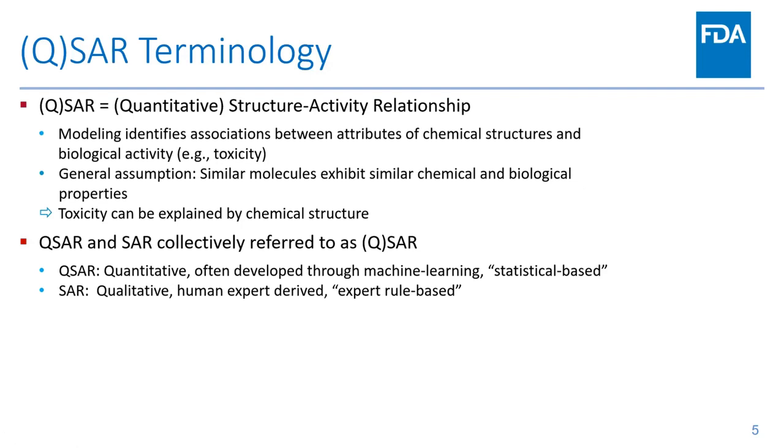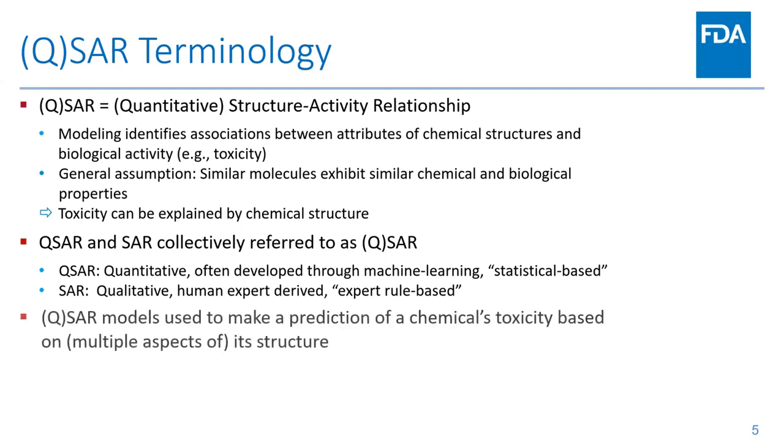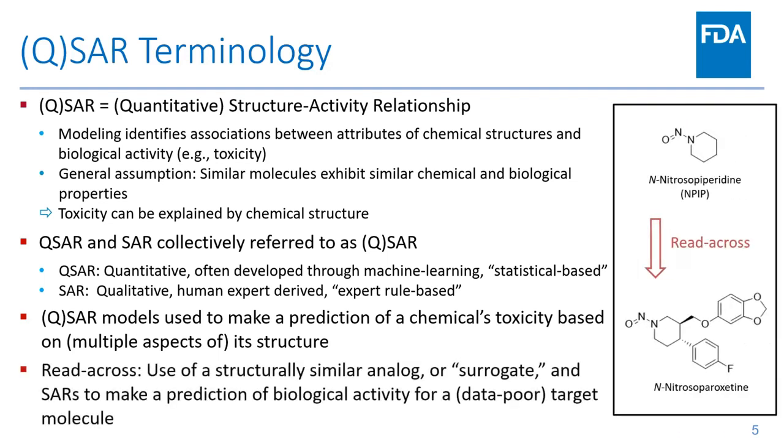QSAR and SAR collectively are often referred to with the Q in parentheses, but the distinction here is that QSAR is a quantitative relationship that's often developed through machine learning, sometimes referred to as statistical-based modeling, whereas SAR is a qualitative relationship that's usually human expert derived, and it can be encoded into expert rule-based models. QSAR models can be used to make a prediction of a chemical's toxicity based solely on the chemical structure of the molecule of interest, and typically it takes into consideration multiple structural aspects and contributing features in making that prediction.